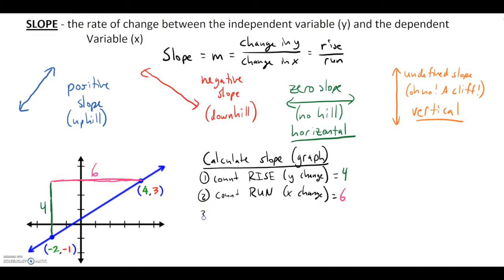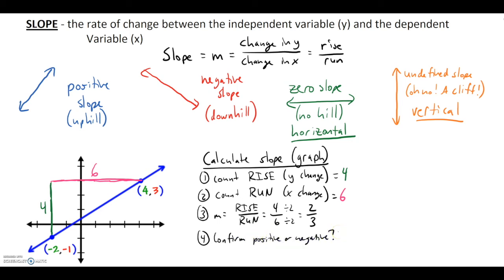And to write slope, this variable m, we write it as rise over run. Using those 2 numbers, that would give us 4/6. Now this is a fraction that can be reduced by dividing both parts by 2, and we get a slope of 2/3. And the last thing you really want to do is confirm if this should be a positive or negative slope. Well, it sure looks like this blue line from left to right is moving uphill, so that slope will remain a positive 2/3.